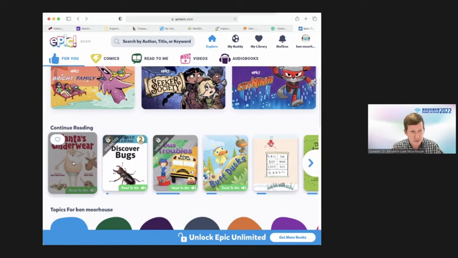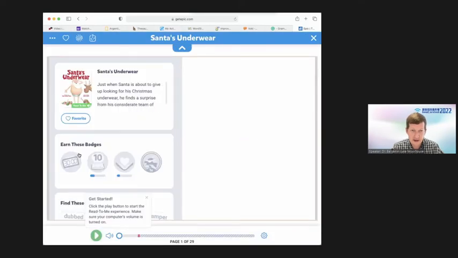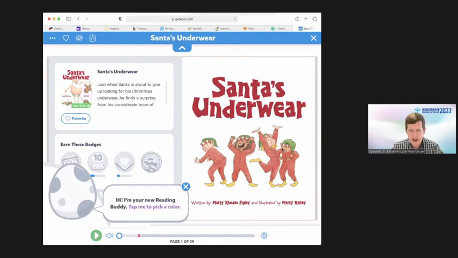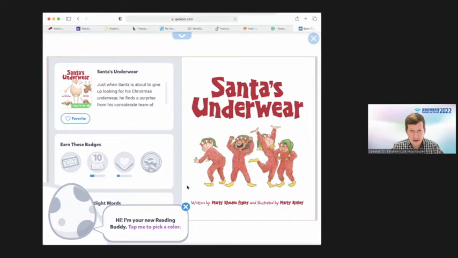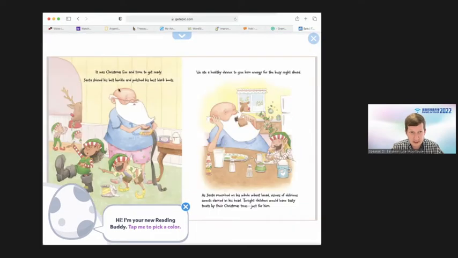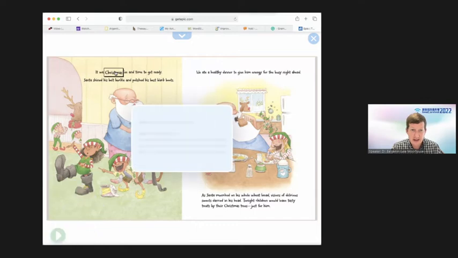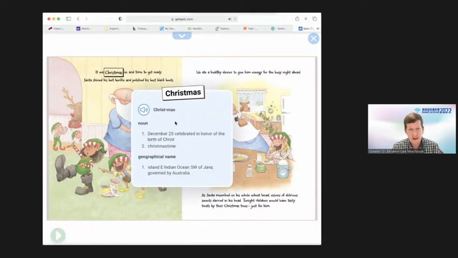So we can go into a book. So we've got Santa's underwear here, okay? And we can read the book, okay? We can see the book here. And the nice thing is it has Christmas.